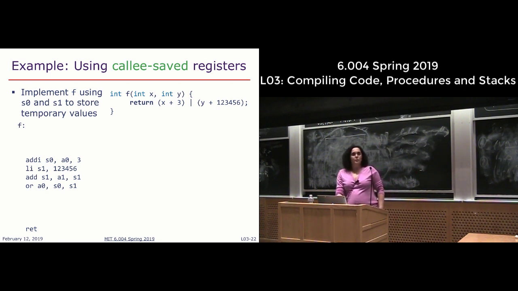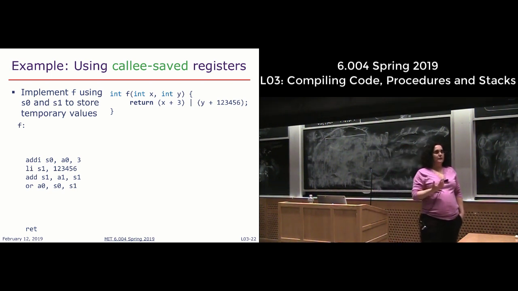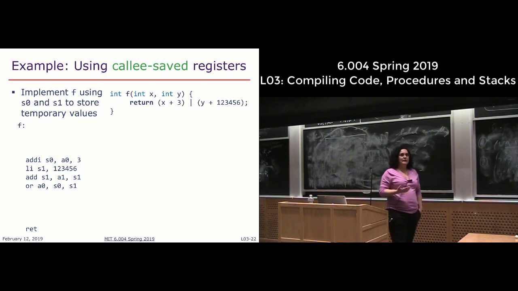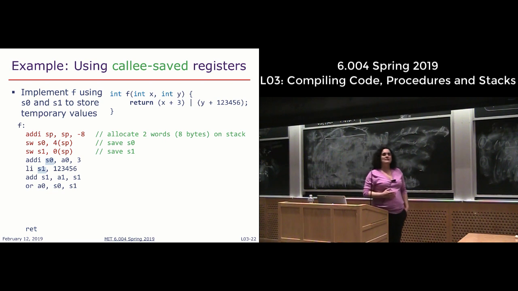Okay? So what do I have to do in order to actually make this procedure follow our calling conventions? If it wants to make use of these S registers, it has to first put them onto the stack before it overwrites them, okay? So since I'm going to be using two S registers, what I would do is allocate 8 bytes onto my stack. I do that by adding -8 to my stack pointer. And then, once I've done that, I can store in one of those two locations my S1 register, and in the other one, my S0 register, okay?